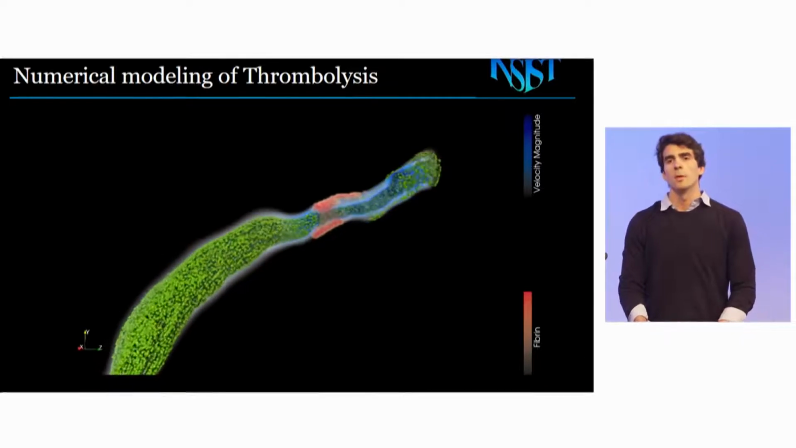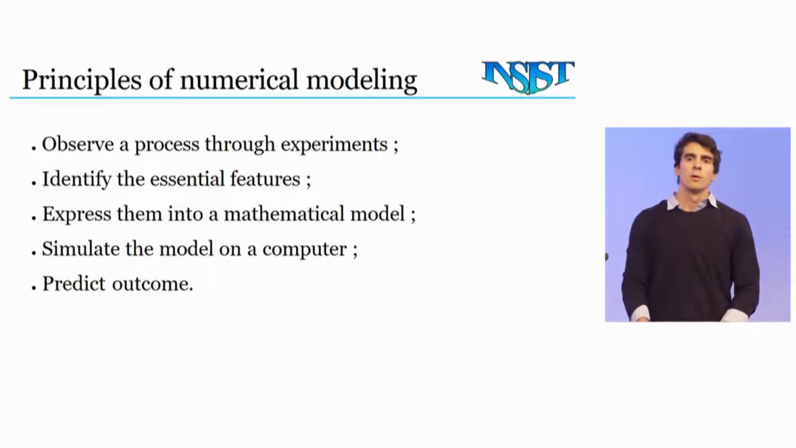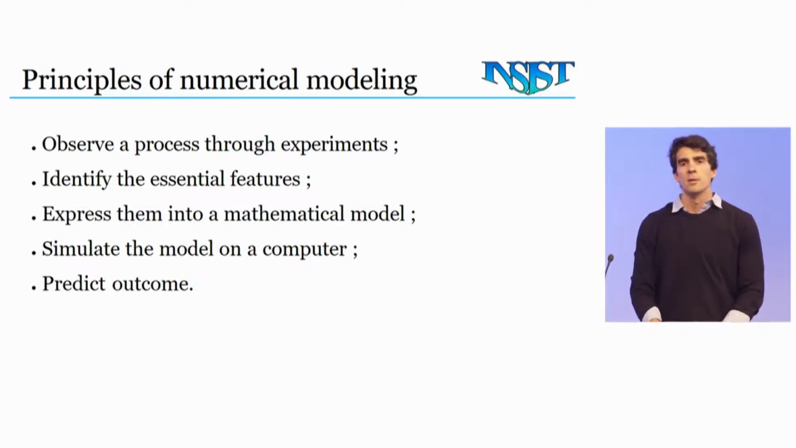So how do we build such a model? You need to start with a set of basic experiments that are reproducible to observe the process that you want to study. You need to identify the essential features and the basic components that can reproduce this process. So as Einstein put it, make everything as simple as possible, but not simpler.